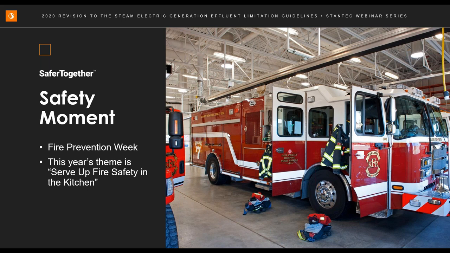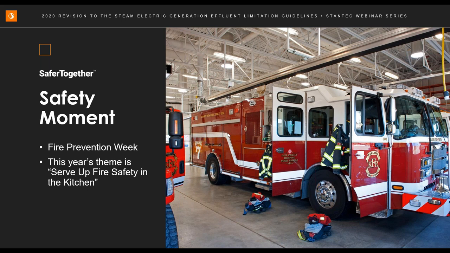This is Fire Prevention Week here in the United States, and just part of our safety moment. Our theme is serve up safety, fire safety in the kitchen. Unattended cooking is actually the leading cause of fires in the kitchen. So if you are cooking, if you're doing something like frying, boiling, grilling, or whatnot, use a timer or maybe carry around a wooden spoon to remind you that there's actually something on the stove. Put a lid on it.